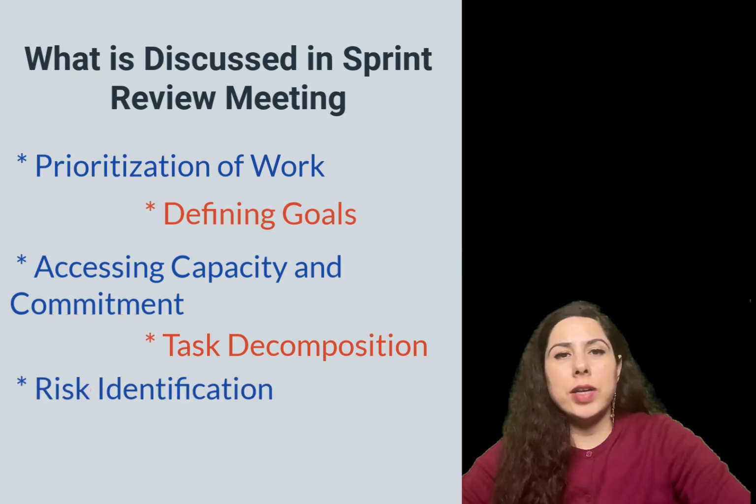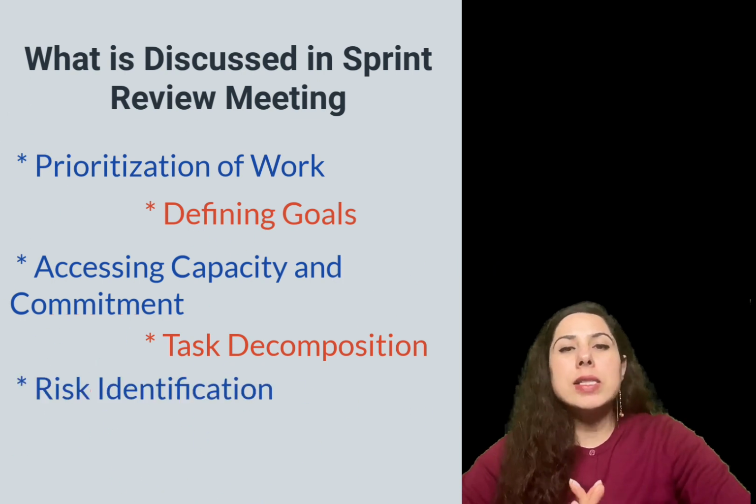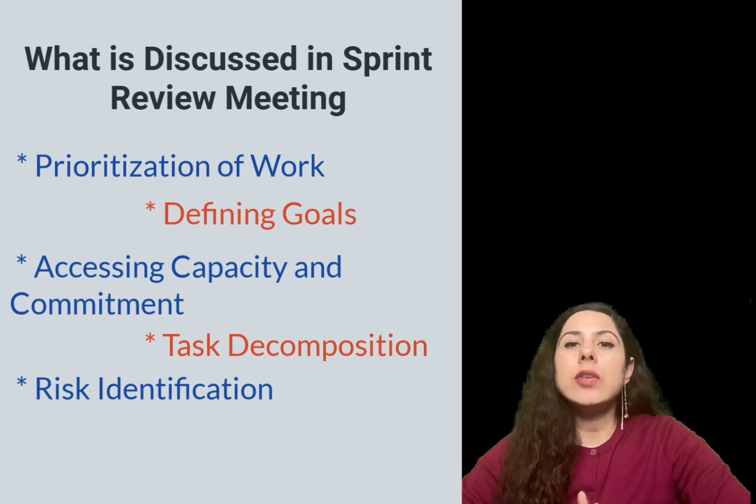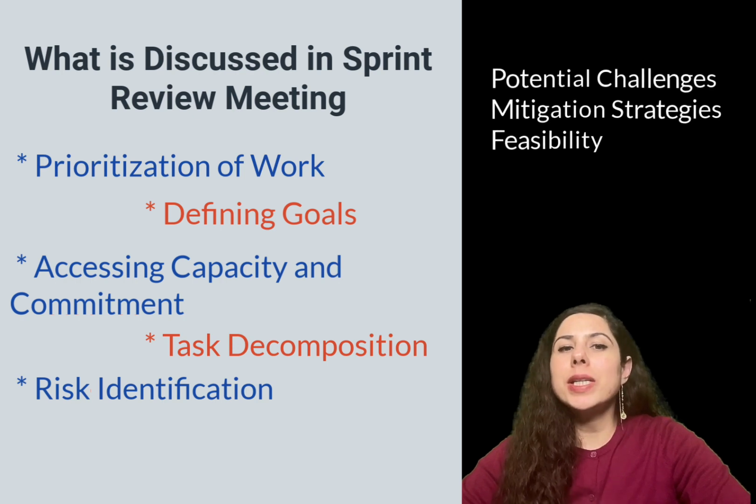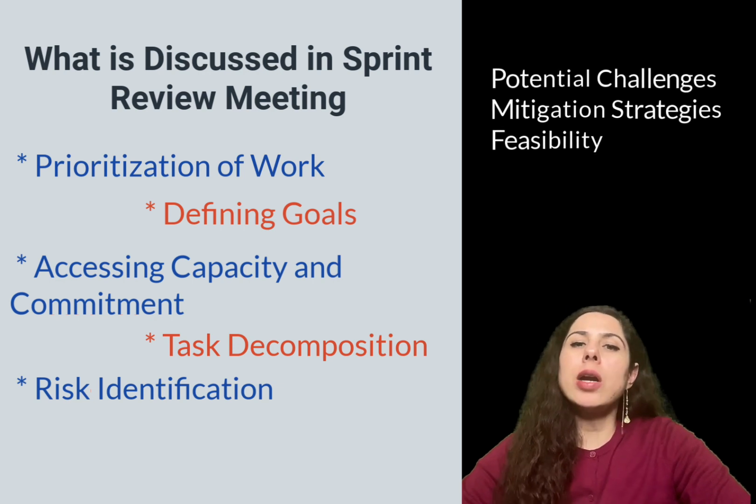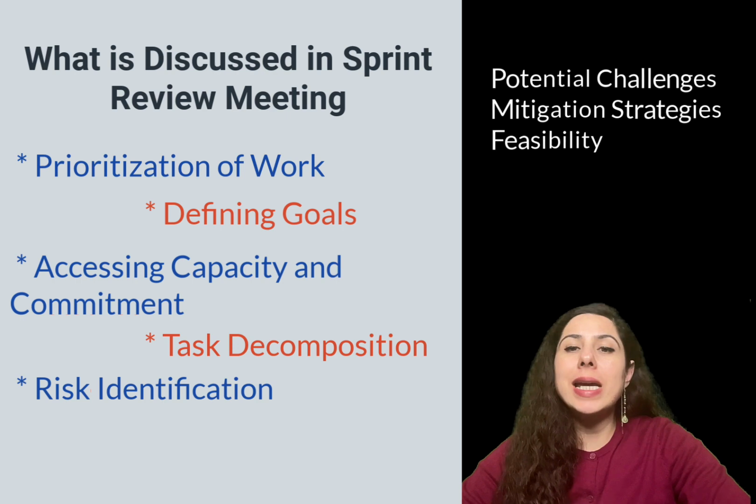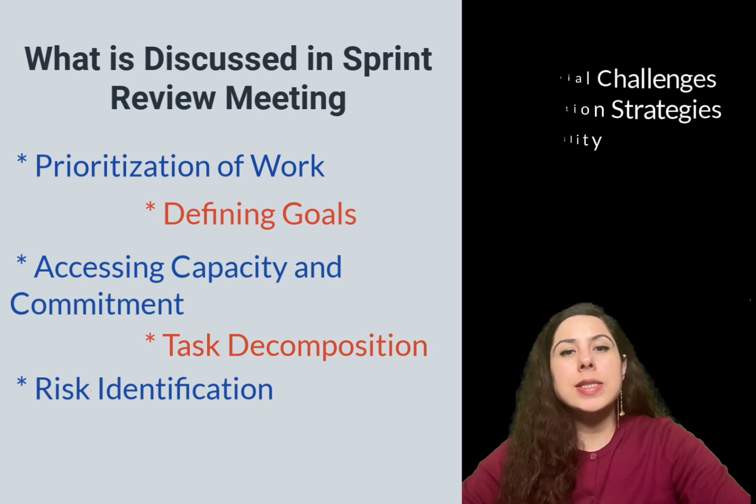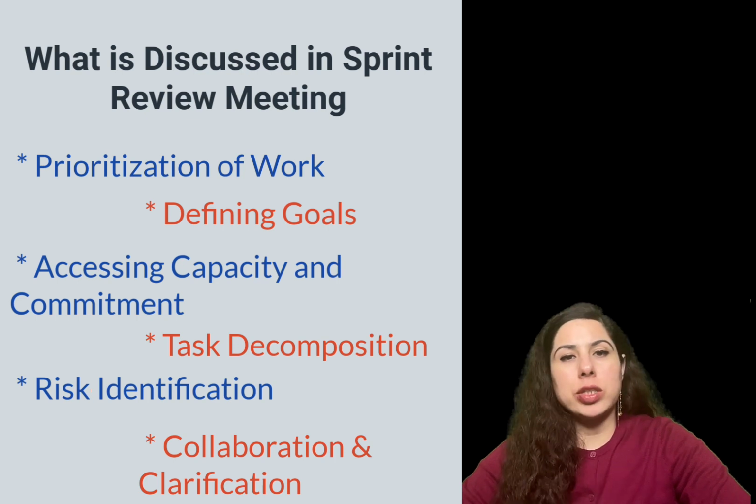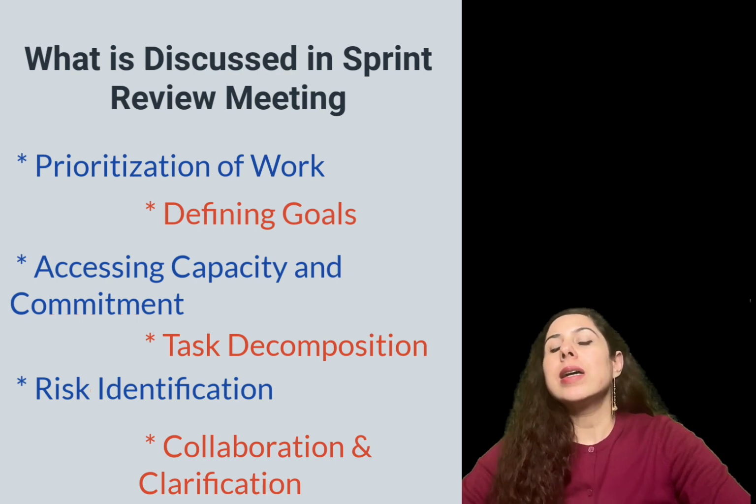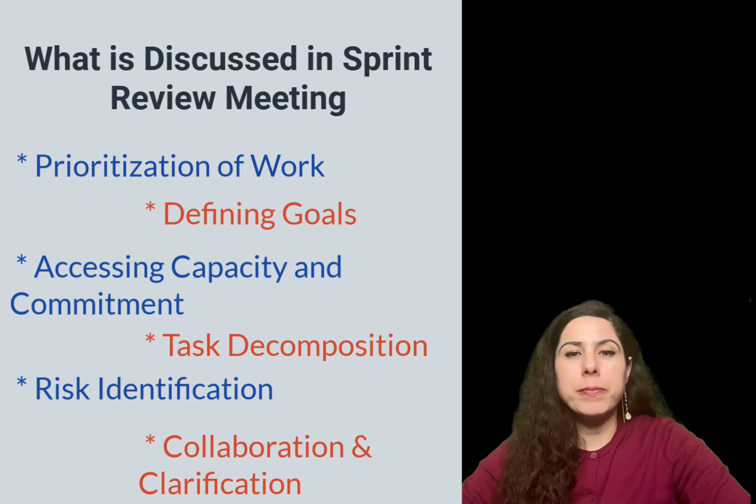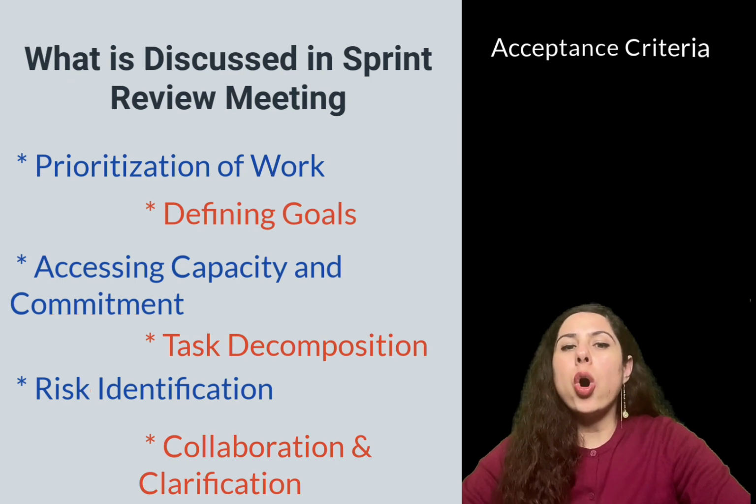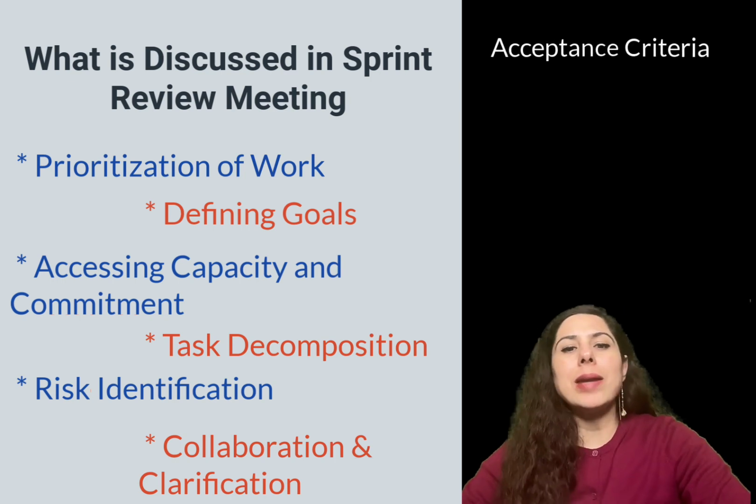Fifth, risk identification. In this meeting, the team identifies risks and dependencies associated with the selected backlog items. Potential challenges are discussed and strategies to mitigate these risks are explored. Additionally, the feasibility of the chosen backlog items is also assessed, and a final decision is taken to add the item to the sprint or not. Sixth, collaboration and clarification. The team actively seeks clarifications from the product owner to ensure a shared understanding of the backlog items. This also includes the discussion on acceptance criteria for each task and product backlog item.